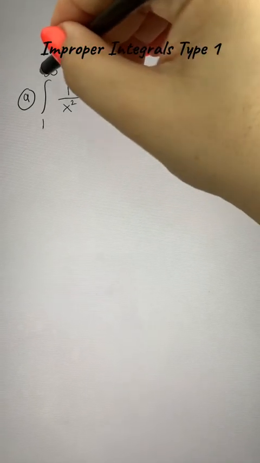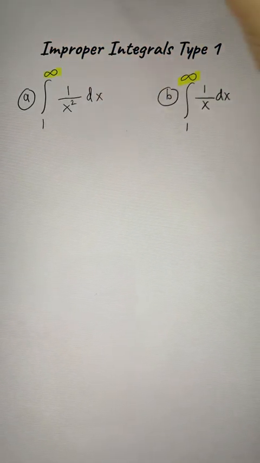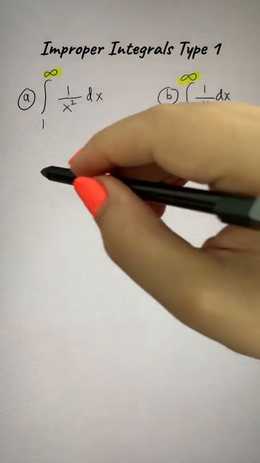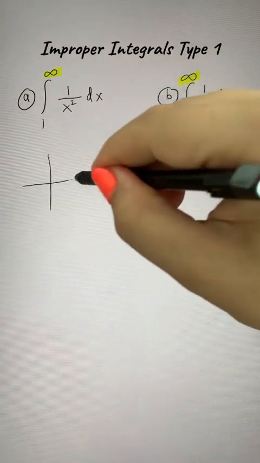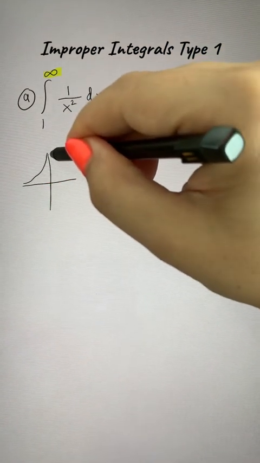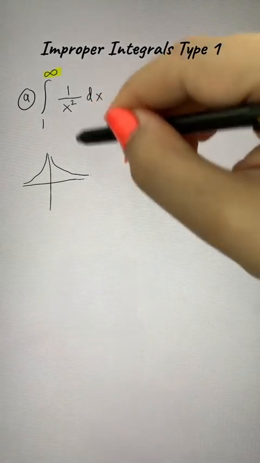Let's learn how to solve these two integrals. These are improper integrals of type 1, which means that one or both of their limits of integration involve infinity or minus infinity. So first of all, let's try to understand what part A is saying.